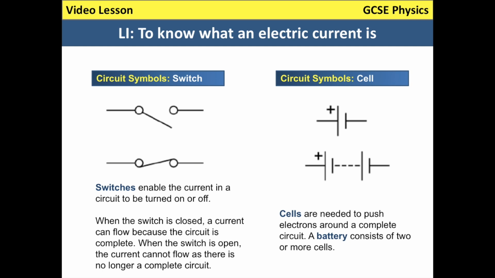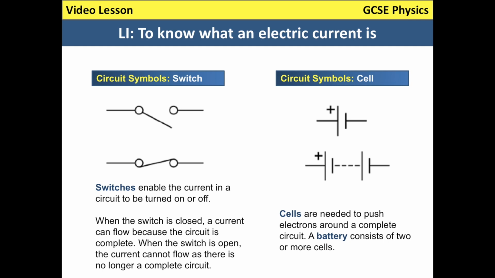Here we've got more circuit symbols. We've got the symbols for cells and batteries. Cells are needed to push electrons around a complete circuit, which is what causes a current to flow. And a battery consists of two or more cells. The first symbol is for a cell, the second one for a battery.